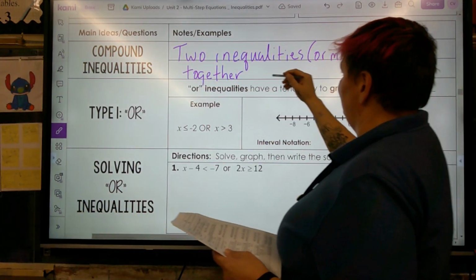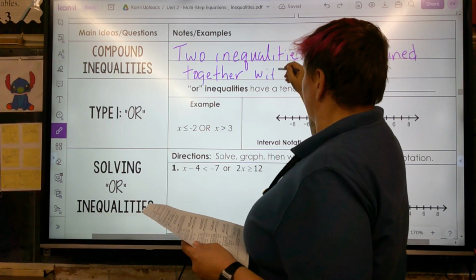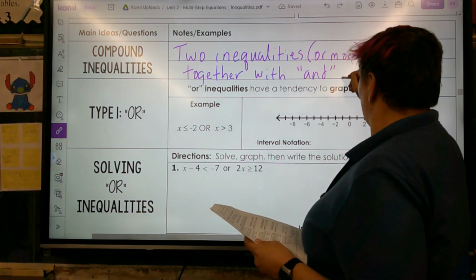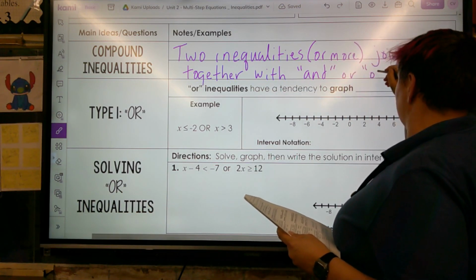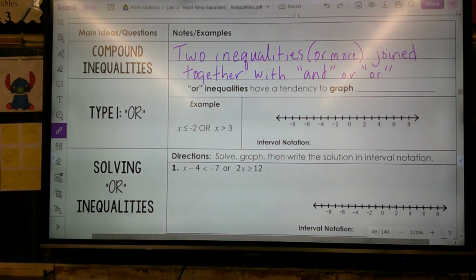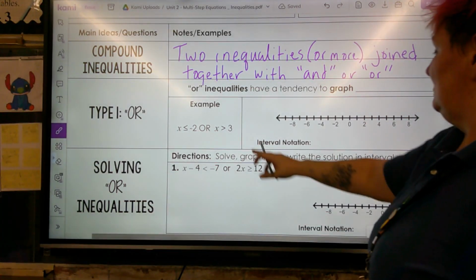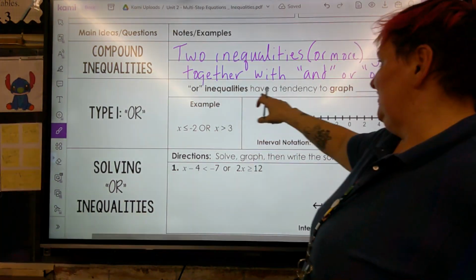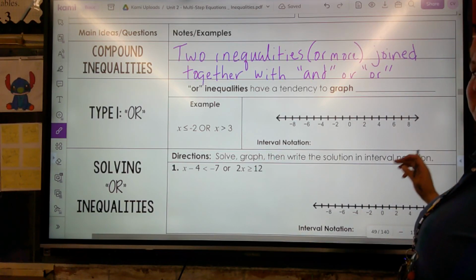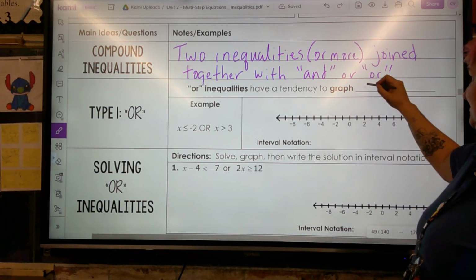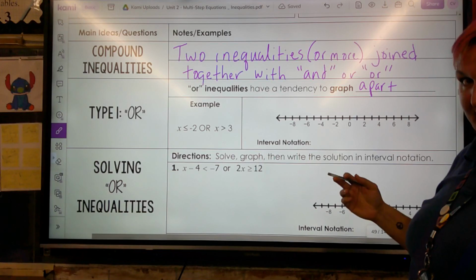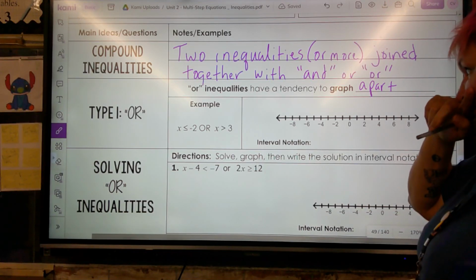with "and" or "or". So, "or" inequalities have a tendency to graph apart. They have a tendency to go in opposite directions. Not always, but most of the time, right?